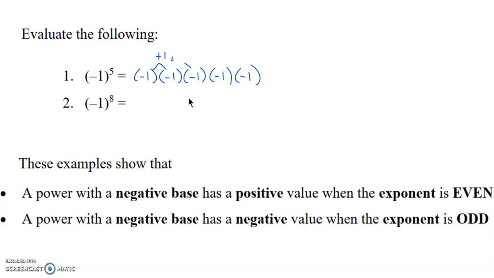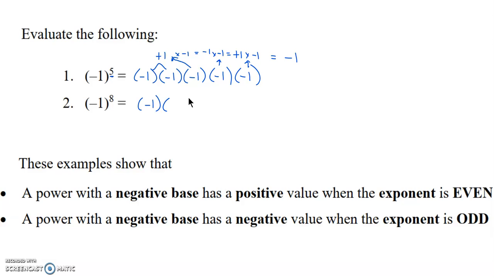+1 times -1 is -1. -1 times -1 is +1. And +1 times -1 is -1. So we see that if we have an exponent of 5, our answer is going to result in a negative number. Let's check out what happens with an even exponent.